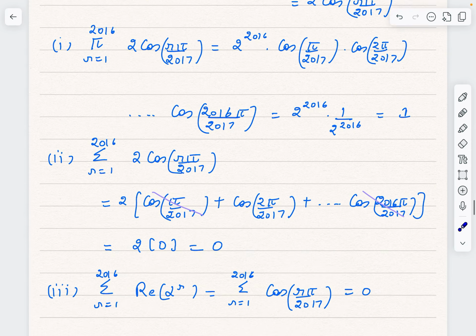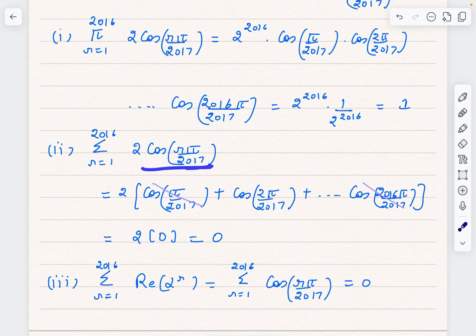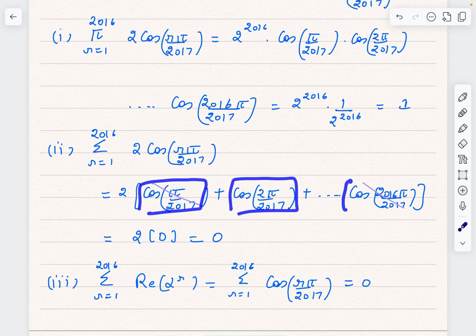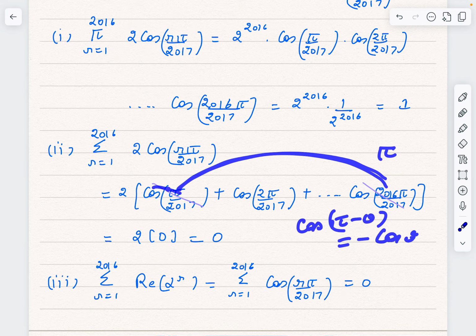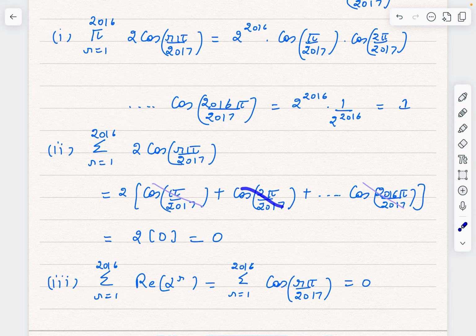Next, when they ask for the sum, you get 2 outside, times cos pi by 2017, cos 2 pi by 2017, up to cos 2016 pi by 2017. In this case, the first and last terms will add up to 0, because the sum of the first and last angle will be pi, and cos(pi minus theta) is minus cos theta. So these two get cancelled out, the next two get cancelled out, so the sum of all will be just 0.